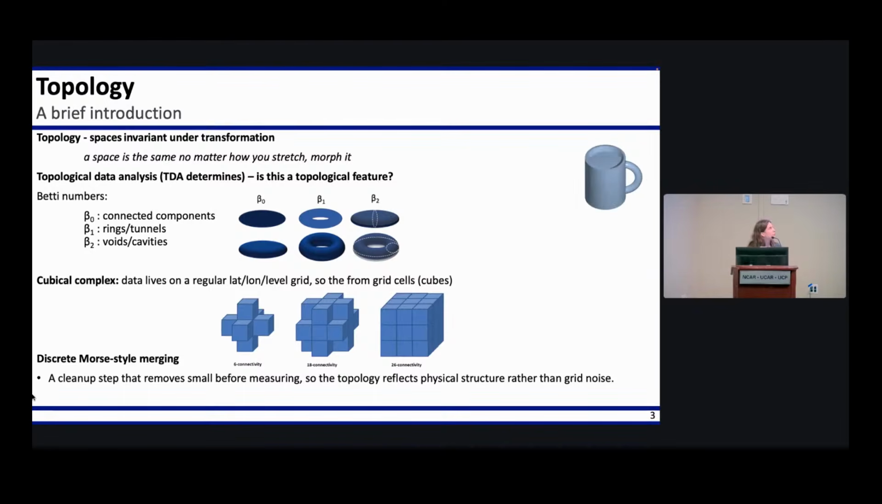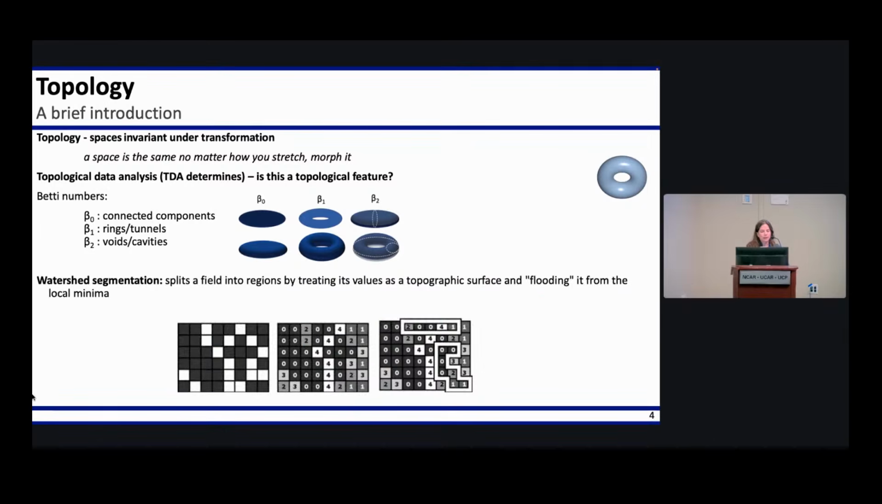In the case of models and reanalysis, we already have a fixed grid where these things are located. They are topologically cubes, so we create a cubical complex. In this way, we already know how things are connected. We use a discrete Morse style merging in this algorithm. I'm not going to get into the math of that, but the idea is that it cleans up small and insignificant features and determines how these things are connected. We use watershed segmentation to look at the boundaries between these points in space and determine where the sharpest contours are.